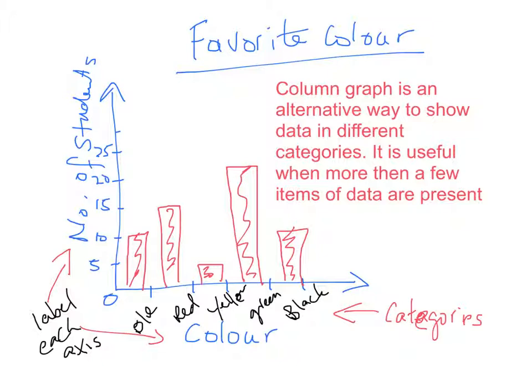Column graph is a keyword. So let's go back to that. Column graph is an alternative way to show data in different categories. It is useful when more than a few items of data are present. So in our graph that is next to it, we've got 5 categories because there's 5 different colors. It's a good way to compare who likes more of one color.